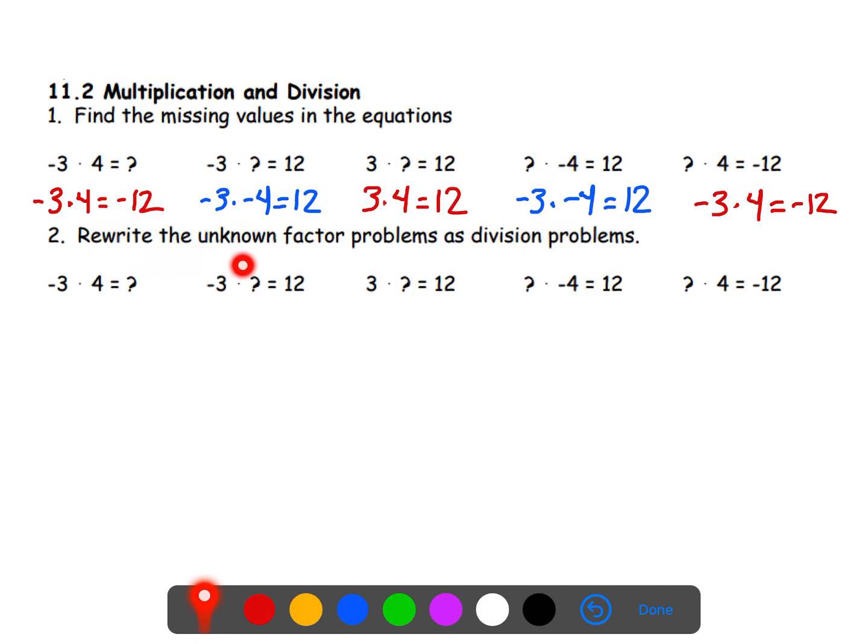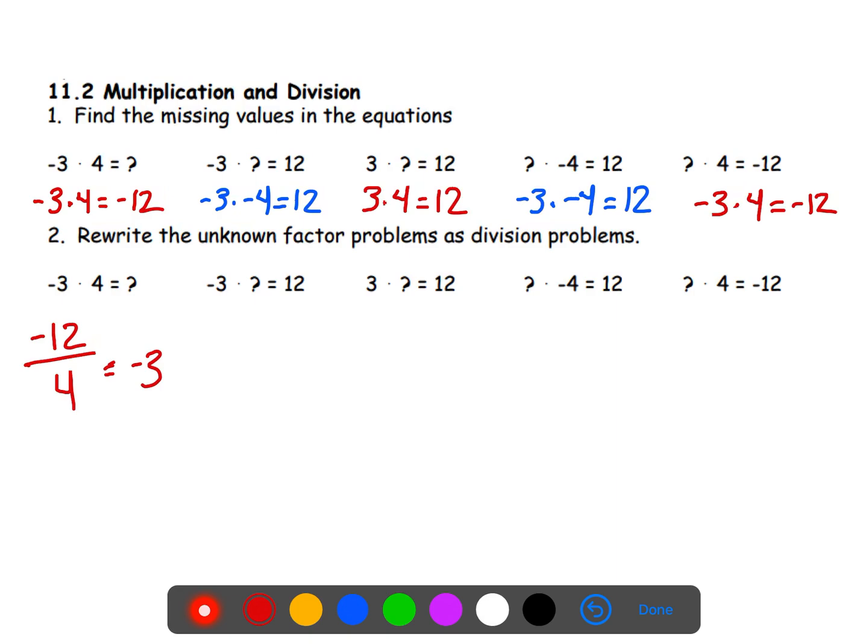Now what we're going to do is rewrite the unknown factor problems as division problems. These are the exact same equations that we were just dealing with, but now we need to rewrite them with division. Remember with division, we can always divide the product by one of the factors to find the missing factor. So in this first one, if our answer was negative 12, we take negative 12 divided by one of our factors. It doesn't really matter which one because it's going to equal the other. So let's divide it by 4. Then we'll get our second factor of negative 3.